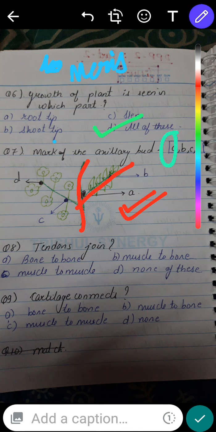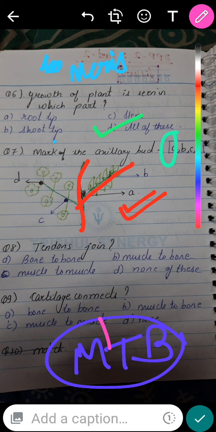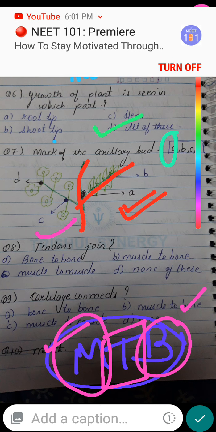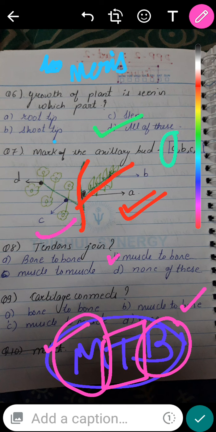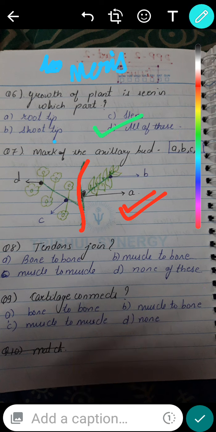The next is tendon to bone. Tendon joins what? I have told you a trick in the class, MTB. M means muscle, B means bone, and T means tendon. So tendon joins muscle to bone. So the answer is option B. Fine. Next question is question number 9.